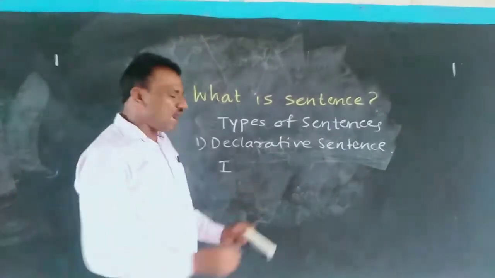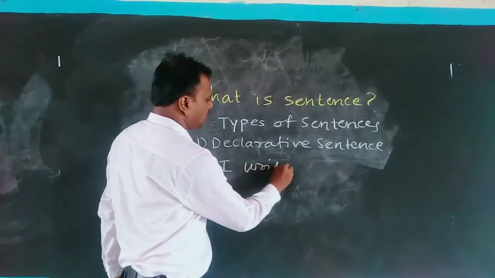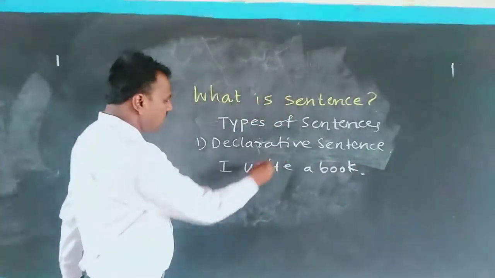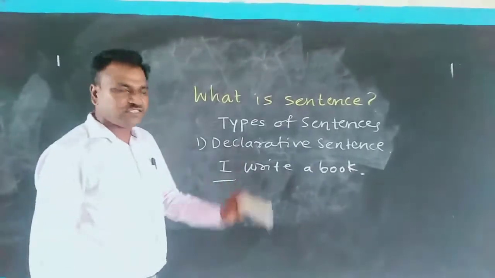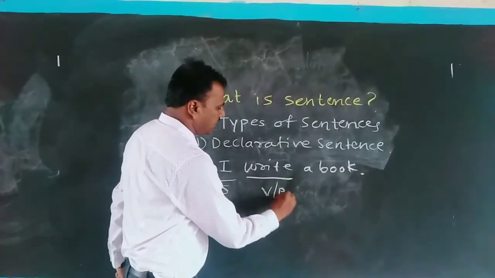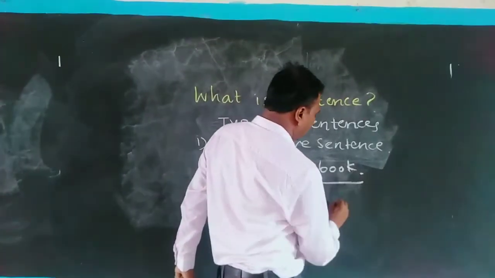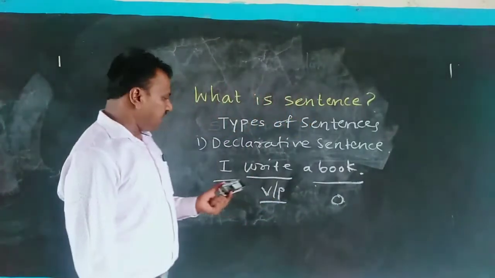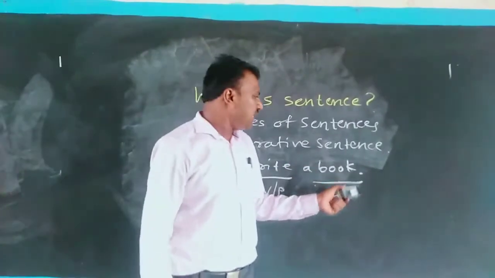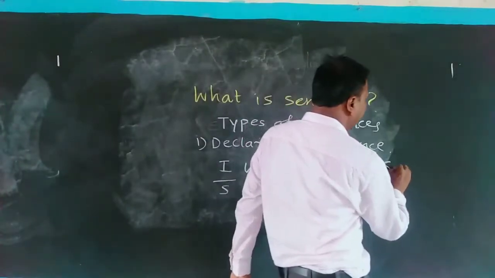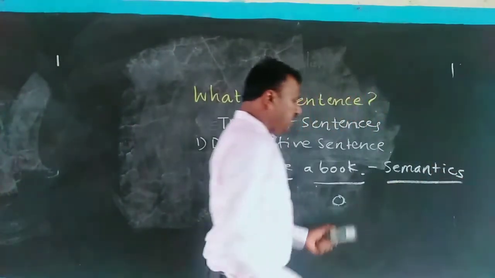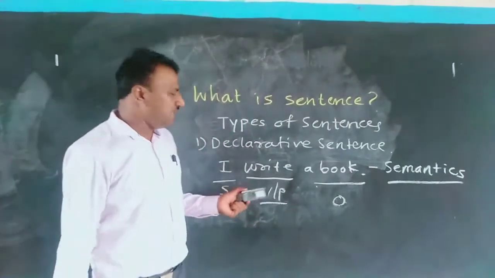If you say I write a book, here you are declaring that you write a book. I already told you what the syntactic structure is in English. Here, I is the subject, write is the verb, also called the predicate, and a book is the object. This sentence gives a meaning, so it is semantically correct. If the sentence is correct semantically, then it gives meaning.